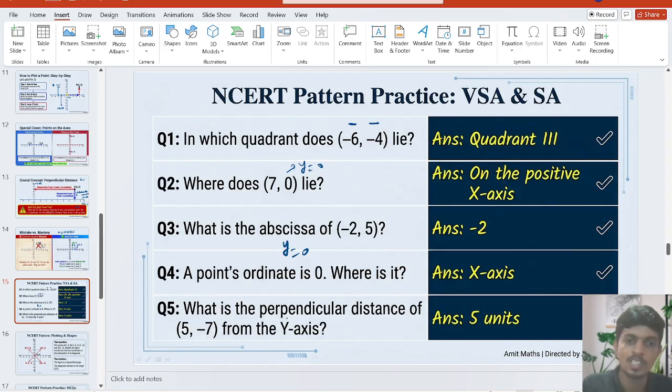What is the perpendicular distance of (5, -1) from the y-axis? Just take the modulus of the first coordinate: the modulus of 5 is 5, so this is 5 units. I hope it is clear to you. Coming to the next.